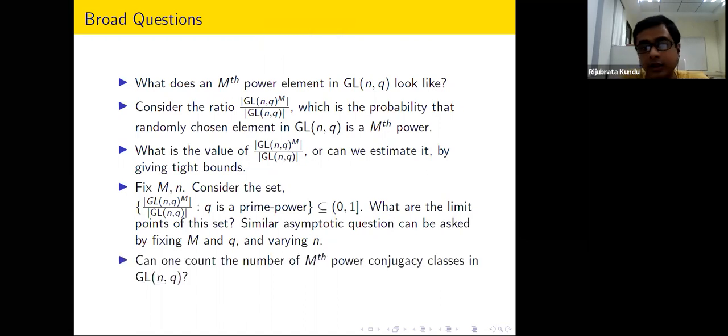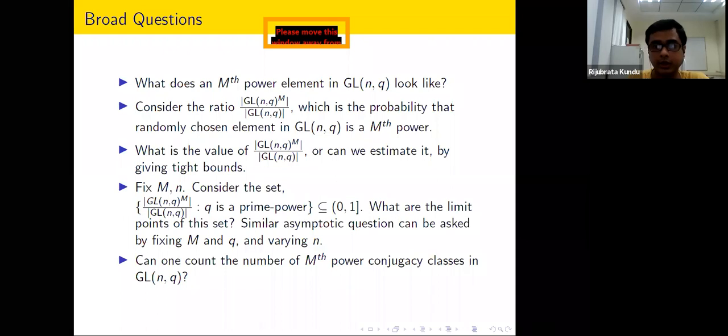So these are at the level of mth power elements. Now, since we also have defined what an mth power conjugacy class is, one can also count the number of mth power conjugacy classes in GL_N(Q). That can be of some interest, of course. So what is the number of mth power conjugacy classes in GL_N(Q)? These are the broad questions that we are going to talk about today.